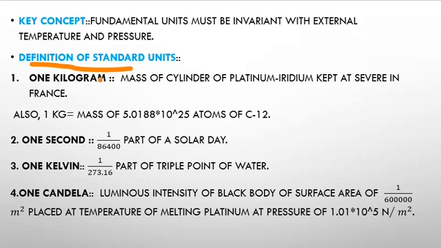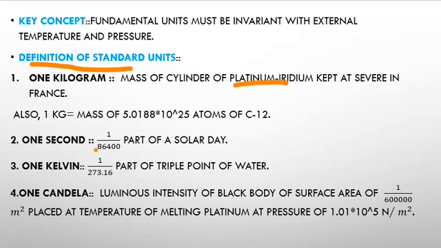They define 1 kilogram as the mass of a cylinder of platinum iridium kept at Sèvres in France. They define that 1 kilogram is the mass of the cylinder of platinum, which is equal to 5.01 into 10 to the 25 atoms of carbon 12 isotope. So 1 kilogram is defined in this way.